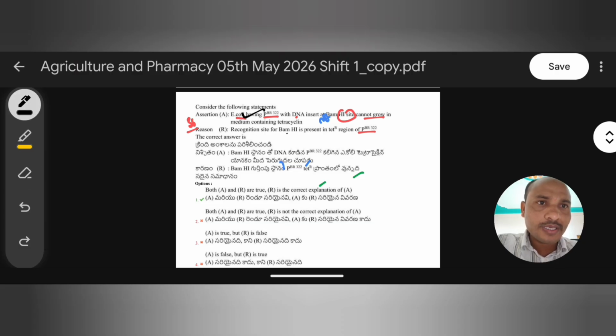The recognition site for BamHI is present in the tetracycline region of pBR322. Just now we discussed, yes, we have the BamHI site in the tetracycline resistance gene. So hence it prevents the E. coli cells from growing in tetracycline-containing medium. This type of inserting foreign DNA to prevent E. coli cells from expressing their antibiotic resistance genes is called the insertional inactivation method.